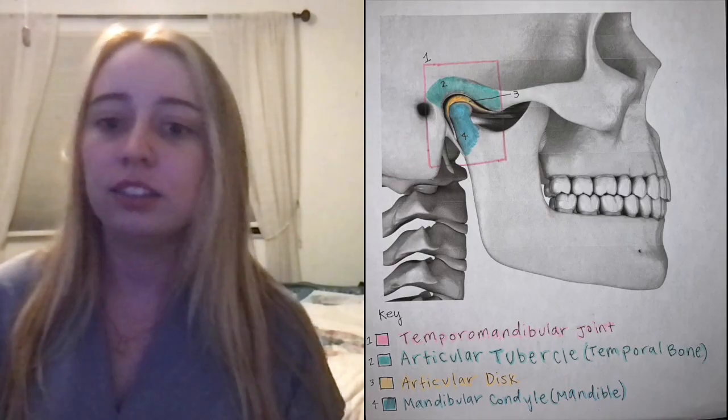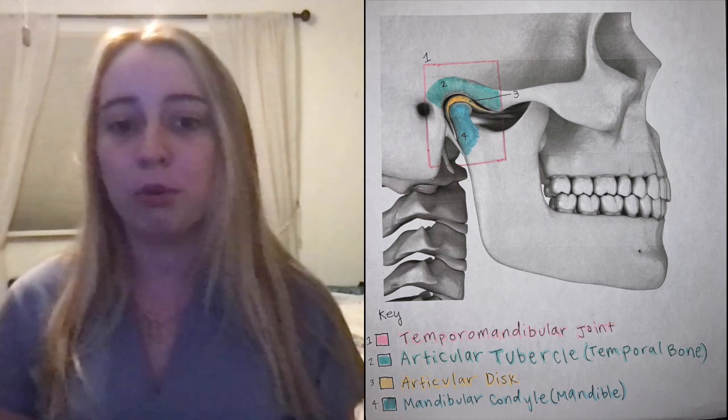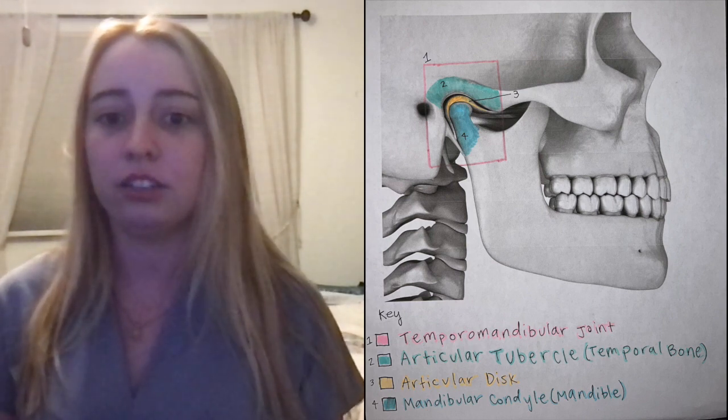The main function of the temporomandibular joint is to facilitate motion in the lower jaw, and it is located inferior to the temporal bone of the skull and superior to the mandible on the lateral aspect of the face. In this illustration, I will show and describe the temporomandibular joint and its articulating surfaces.